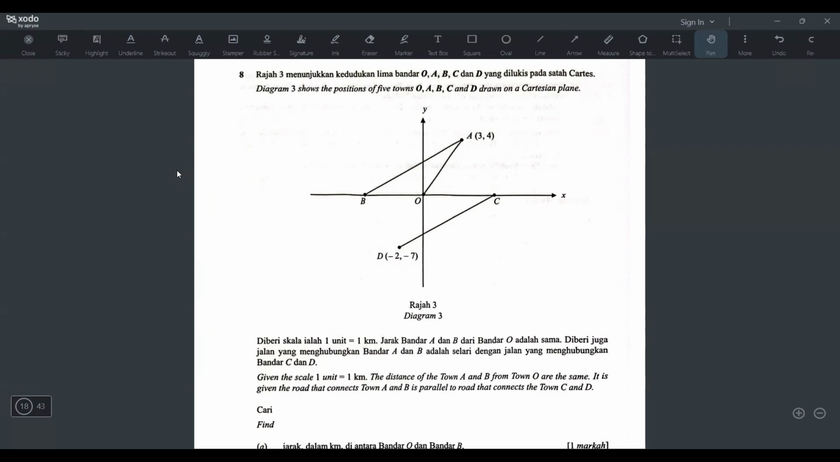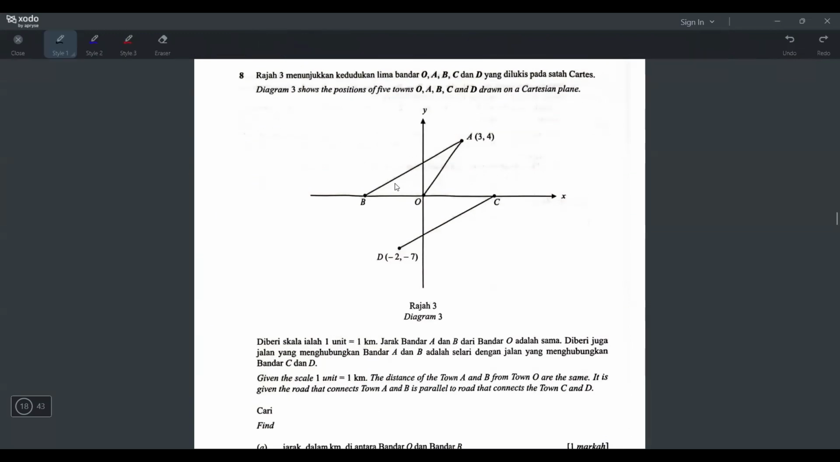Diagram 3 shows the position of 5 towns O, A, B, C, D drawn on a Cartesian plane. So town A, town B, town C, town D. Okay, boleh. Given the scale 1 unit is 1 kilometer. Okay, it means 1 unit 1 kilometer. It means this 3, 4, what's the meaning? It means if I tarik here, it will be 3 units. If I tarik here, it will be 4 units. But they say 1 unit 1 kilometer. It means this represents 3 kilometers. Okay, that's what it means.